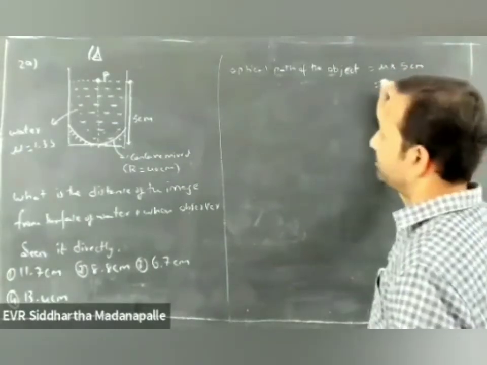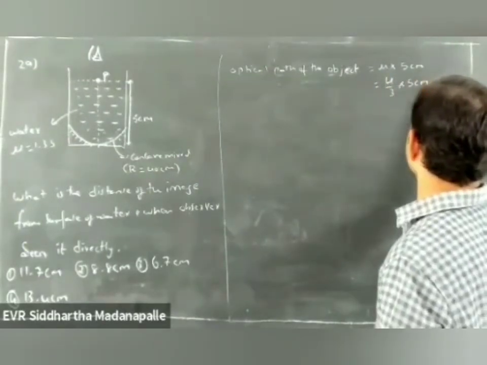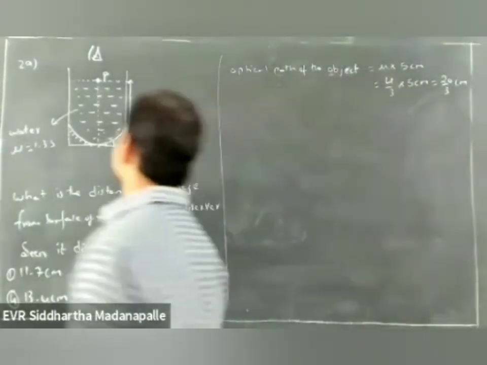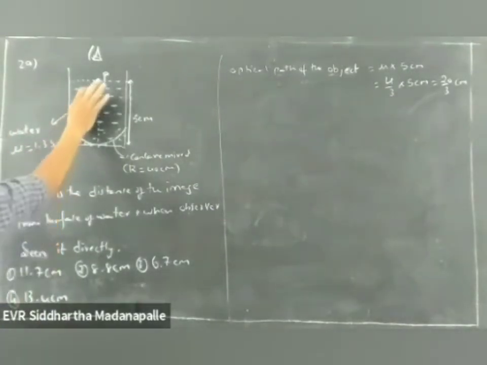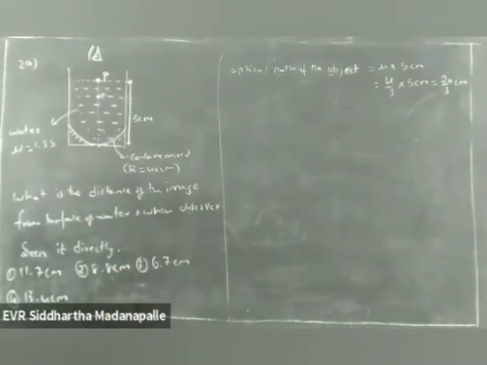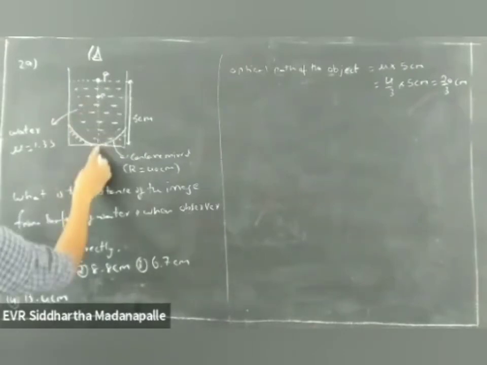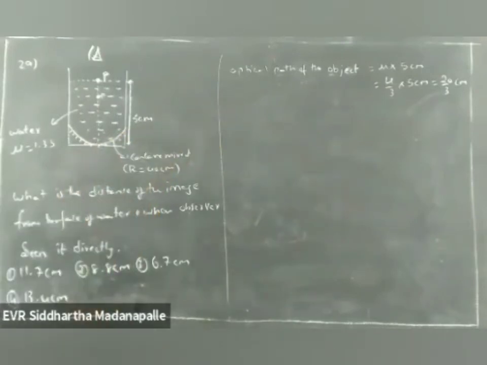So what is the mu value? Mu value is equal to 1.33, which is 4 by 3, into 5 centimeter. So therefore it is equal to 20 by 3 centimeter. Right? 20 by 3 centimeter. Means here, instead of the water, if I consider the object here, the object lies at this position. This is the object position, right? Instead of the liquid. Now, for the mirror, what is the object distance? This is the object distance here, in air or vacuum. It is equal to 20 by 3 centimeter.